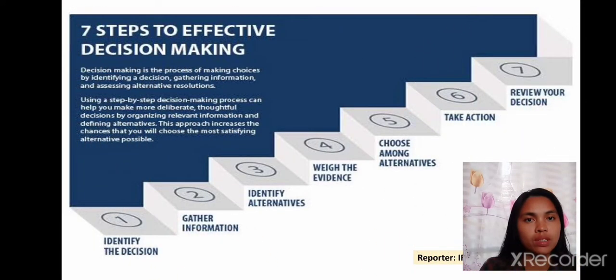The 7 steps of decision making are: identify decision, gather information, identify alternatives, weigh the evidence, choose among alternatives, take actions, and review your decision.